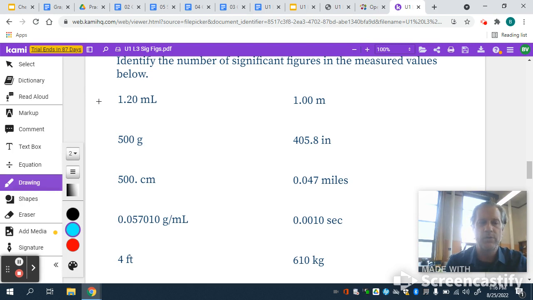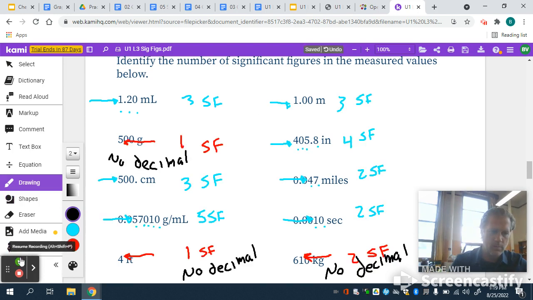So 1.20, I see it's got a decimal. So I'm going to draw an arrow coming in from the right like this, and I'm going to count all of the digits after that arrow. So it's 1, 2, 3. So this number has 3 sig figs. Okay, so do me a favor, pause the video, work through the remaining 9 of these, and then we'll come back and see how things go. So I'm going to pause my video here and we'll check it.